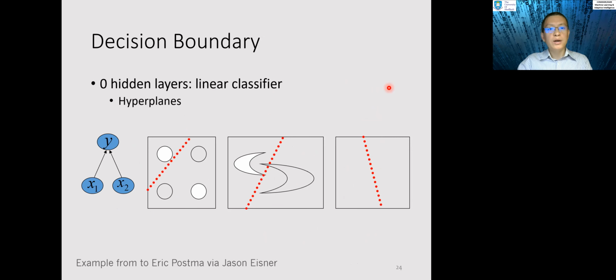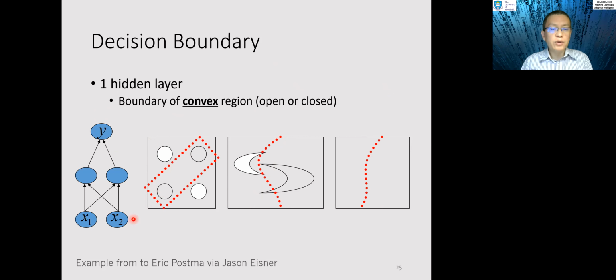For the output layer, it also uses a linear combination of the input followed by a sigmoid activation function. And if we look at a degenerate case where there are no hidden layers, then the previous network becomes a linear classifier, such as this. And then the decision boundary becomes a hyperplane. So in two-dimensional space, it becomes a simple line. And here are some examples.